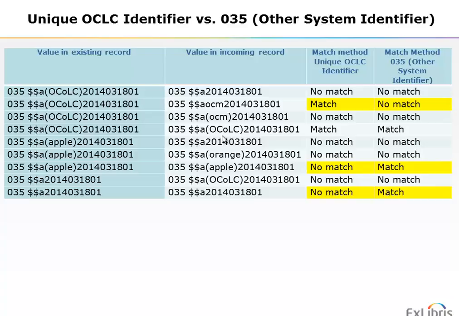Similarly, in the last row, the incoming record and the existing record have identical 035 subfield A's, and therefore the more general 035 other system identifier match method identifies these records as matching. However, because the records don't have an OCLC prefix in the 035 subfield A, the more specific unique OCLC identifier match method identifies these records as not matching.